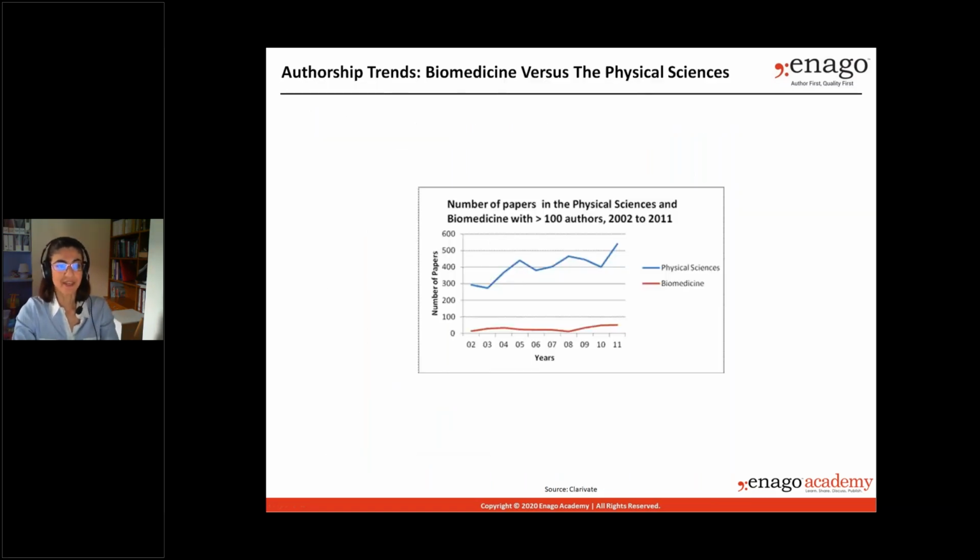Now look in this graph here, the large difference between number of authors in physical sciences and biomedicine, for example. The number of papers with over 100 authors in the time period between 2002 and 2011 was considerable for physical sciences, but very limited for biomedical sciences. So this is a clear indication of how authorship is assigned and how different teams collaborate and what different disciplines necessitate in terms of collaborative work, and therefore authorship and acknowledgement during publication.